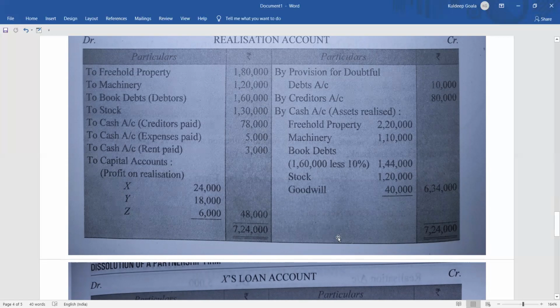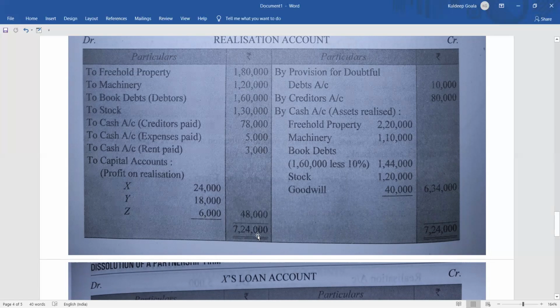If you deduct 6,76,000 from 7,24,000, how much will be the remainder? The remainder will be 48,000. So this 48,000 is nothing but the profit on realization. And where will it be transferred? This profit will be transferred to the partners' capital accounts.